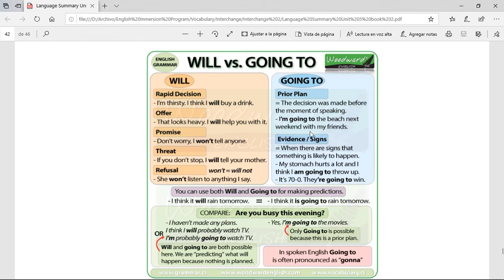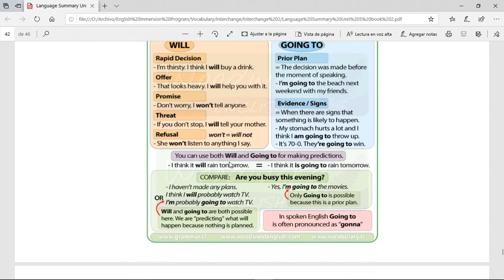So, will not. But going to is used for prior plans, things that you have thought before. The decision was made before the moment of speaking. I'm going to the beach next weekend with my friends. And also for evidence or signs, when there are signs that something is likely to happen. My stomach hurts a lot and I think I am going to throw up. It's 70-0. They are going to win. You can use both will and going to for making predictions, okay?